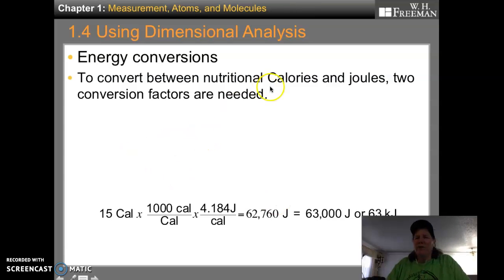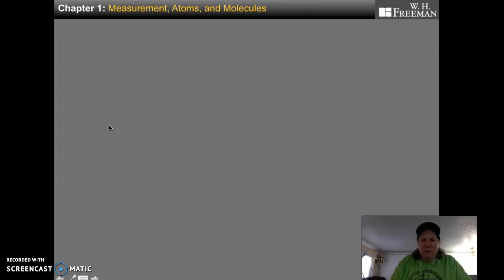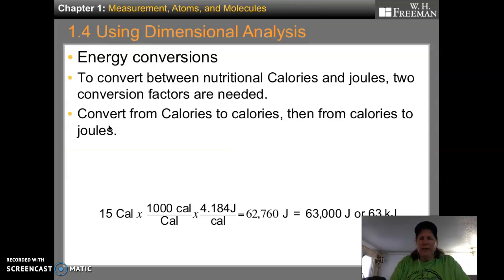I have nutritional calories and joules, and I need to convert them. So here's my question. I have 15 calories and I want to know how many joules that is. So I start with what I know, 15 calories. Well, a big calorie is like a kilocalorie. So before I can change it to joules, I have to switch it to the little calorie. There's 1,000 little calories in 1 big calorie. This is a kilocalorie. I don't know why they just don't write kilocalorie, but I think it's a food thing.